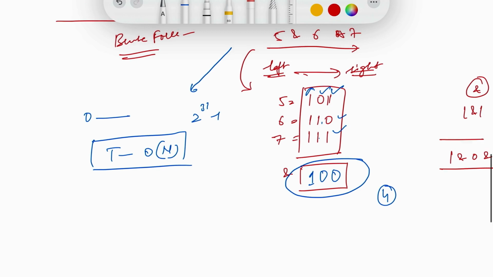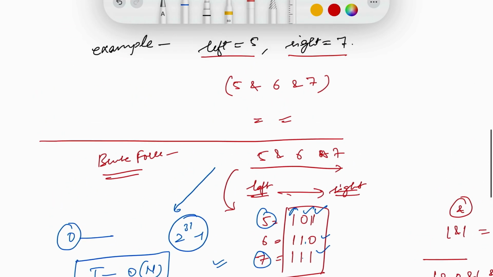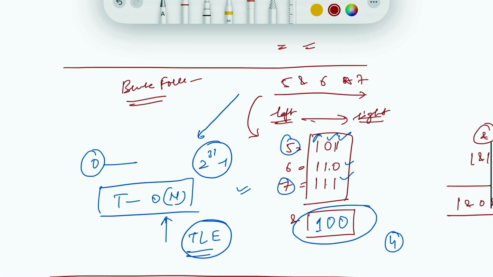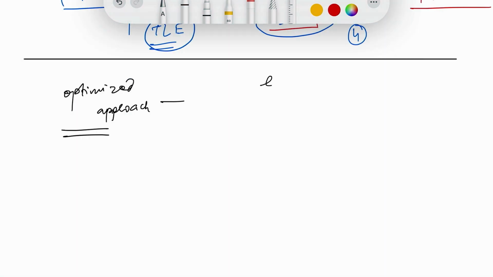For small cases like the range from 5 to 7, it is going to submit the answer. But on larger values, we are going to get TLE if we follow this approach of going from left to right. So now how do we improve it further? Now let's have a look at our optimized approach.